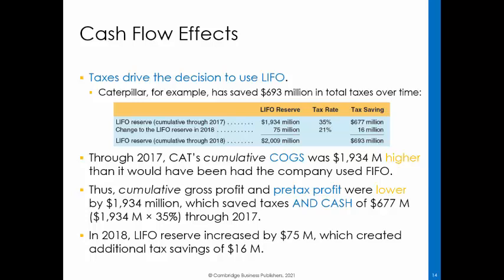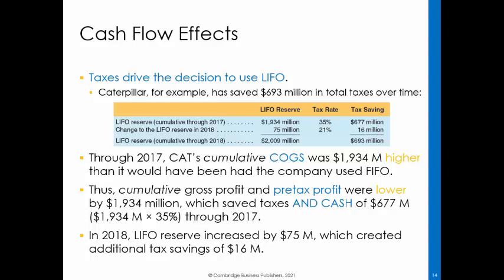A LIFO conformity rule in the U.S. tax code stipulates that if a company uses LIFO for its tax filing, it must also adopt LIFO for financial reporting. This rule limits companies' ability to cherry pick among accounting methods. The LIFO reserve quantifies the difference that LIFO creates.